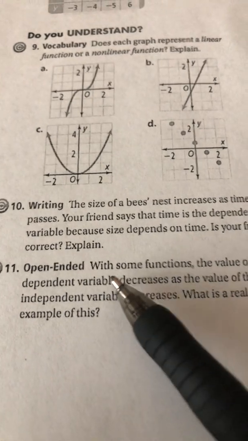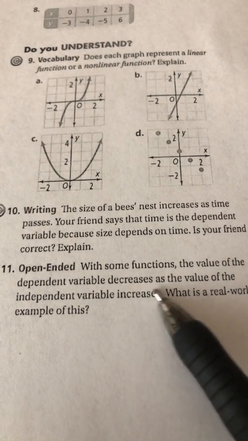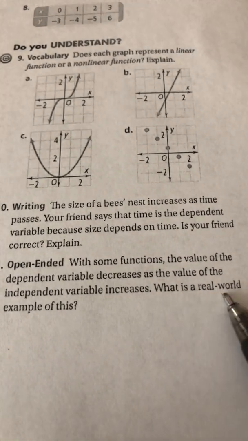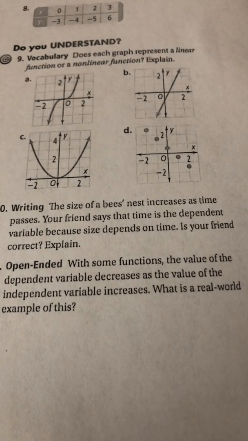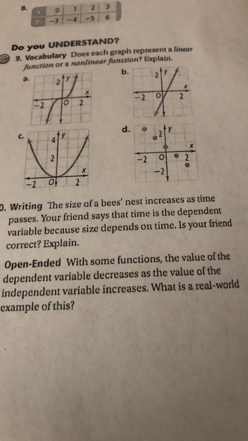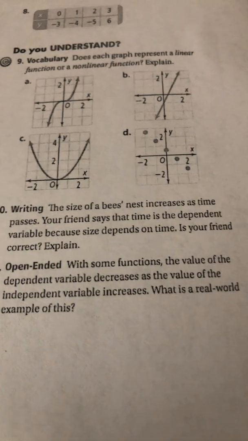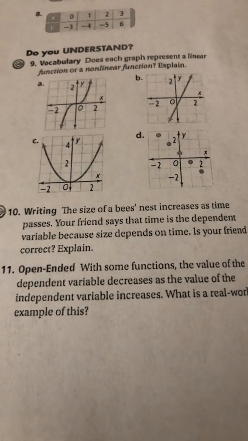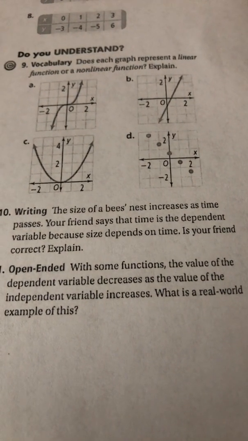And then for number 11, with some functions, the value of the dependent variable decreases as the value of the independent variable increases. What is a real-world example of this? You could use anything that decreases over time. We thought of a car driving many miles and how much gas is left in the tank. So, I get in my car and I start driving on the freeway. The more miles, the less gas I have in the tank.